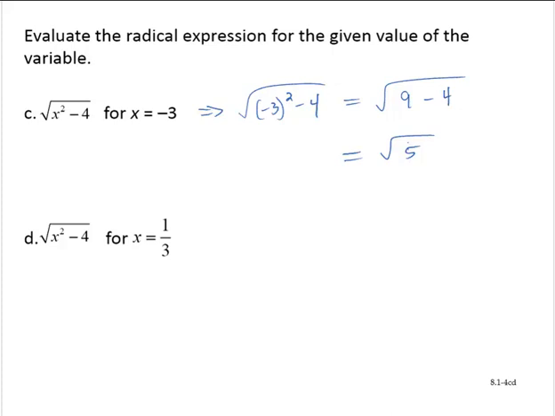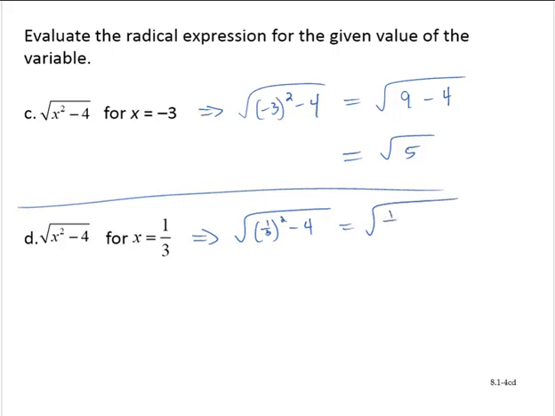Exercise D, again, square root of x squared minus 4, but now for x equals 1/3, we would have the square root of 1/3 squared minus 4, which is the square root of 1/9 minus 4.